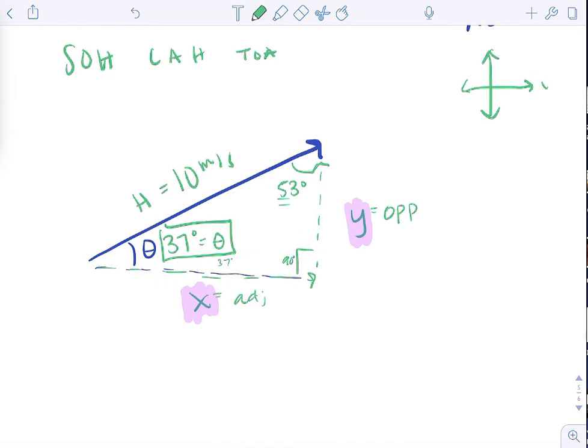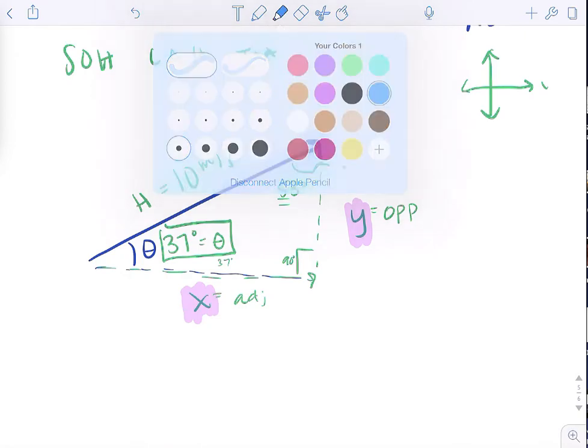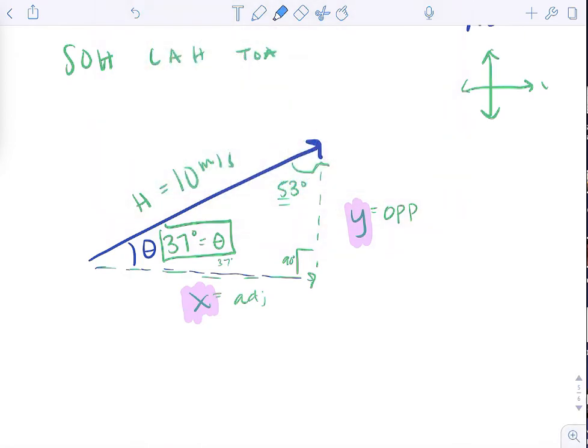Cool. So now, which equation do I use? Now that I have everything labeled, pick a side. I'm going to pick opposite. I'm looking for my opposite side. I know my hypotenuse. So which trig function has both opposite and hypotenuse in it? That would be sine.